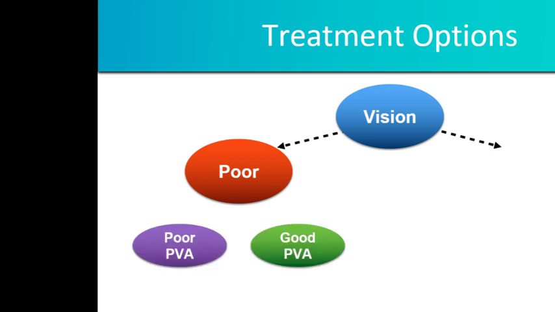Now, if the vision is poor, still I have hope. I don't go immediately to transplantation. Either the vision is poor, but the potential visual acuity is good, or vision is poor, but the potential visual acuity is poor as well. So when vision is poor, what's the meaning of potential visual acuity?